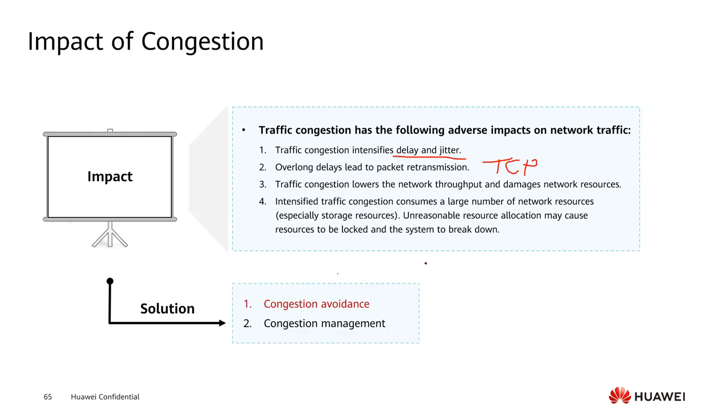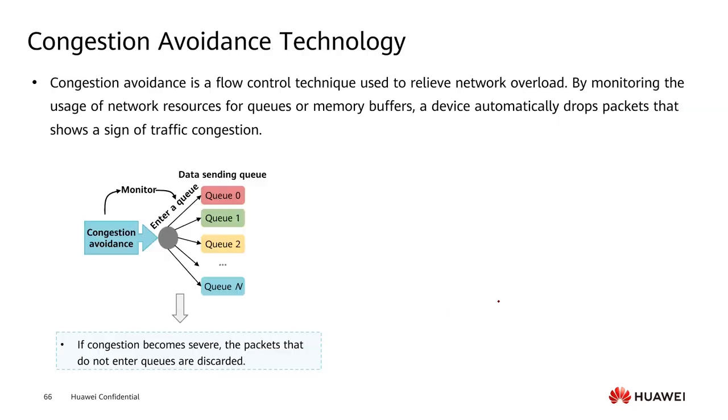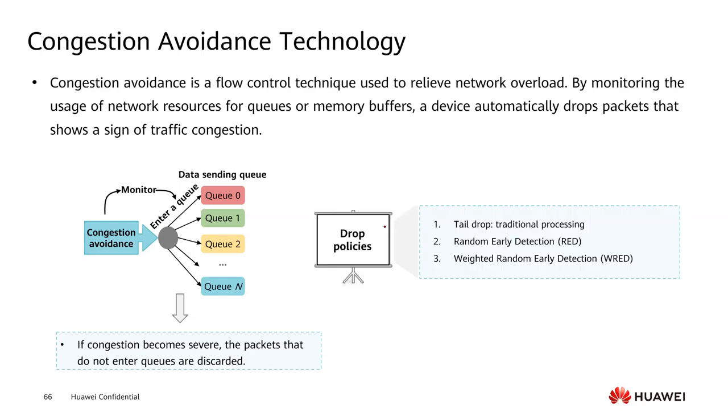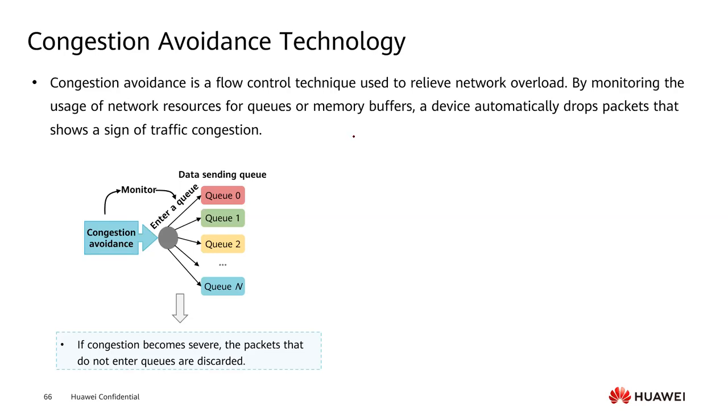To solve those kinds of impact, we have two ways. First is congestion avoidance. Second is congestion management. Let's look at congestion avoidance first. So first, how does the device know that congestion has occurred? How does the device know that?